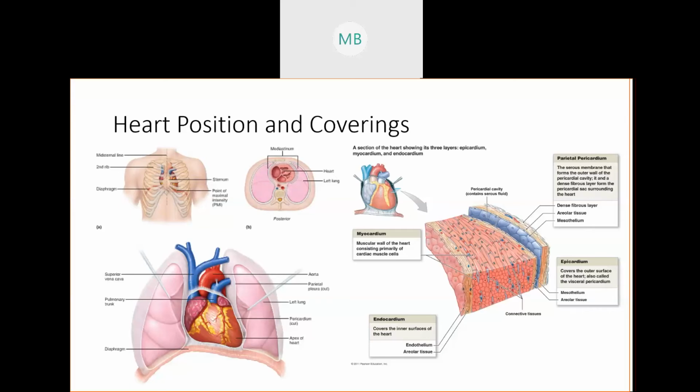The myocardium is that muscle layer, that middle muscle layer of your lovely heart. So the myocardium, myo means muscle, cardium is heart, so these are your heart muscle layers. The middle layer is muscle, and it's your myocardium. That's all of the muscle.